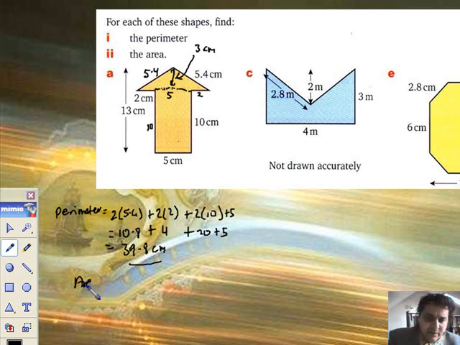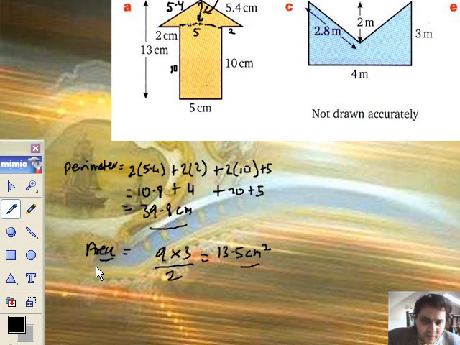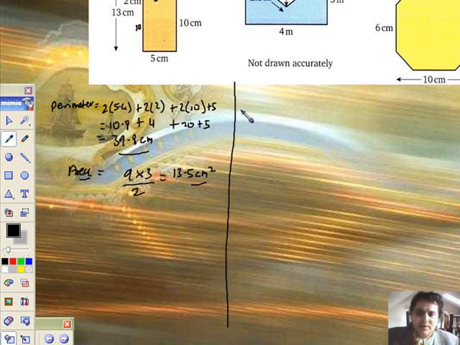So here's the area of the shape. Half base times height. Well, the base of the triangle is 9. So base times height divided by 2. That's going to be 27 divided by 2, 13.5 centimeters squared of area. That's that one done. Let's chop it down here a little bit so we can work in some space.